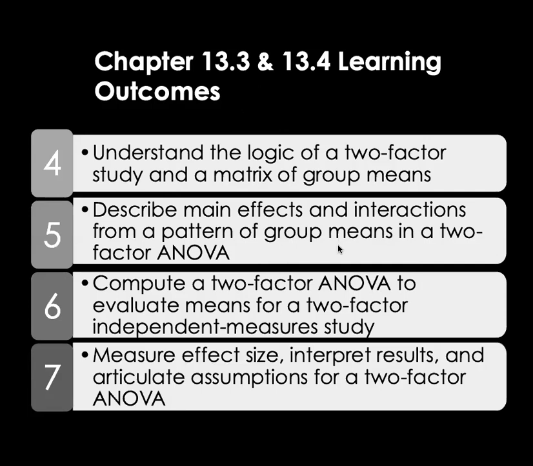Describe main effects and interactions, and we'll talk about what interactions are. Compute a two-factor ANOVA, evaluate the means for a two-factor independent measures study, measure effect size, interpret results, and articulate assumptions. So we'll be able to do all kinds of things when we're done here.